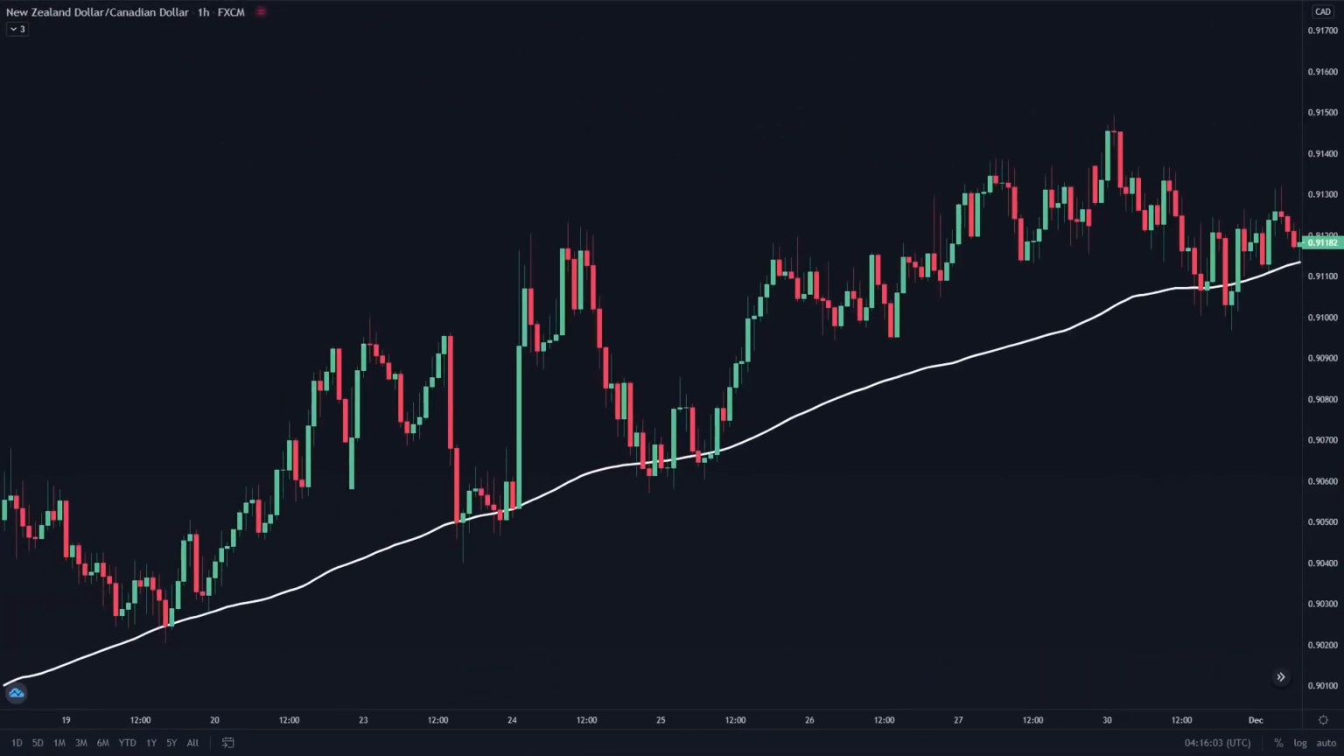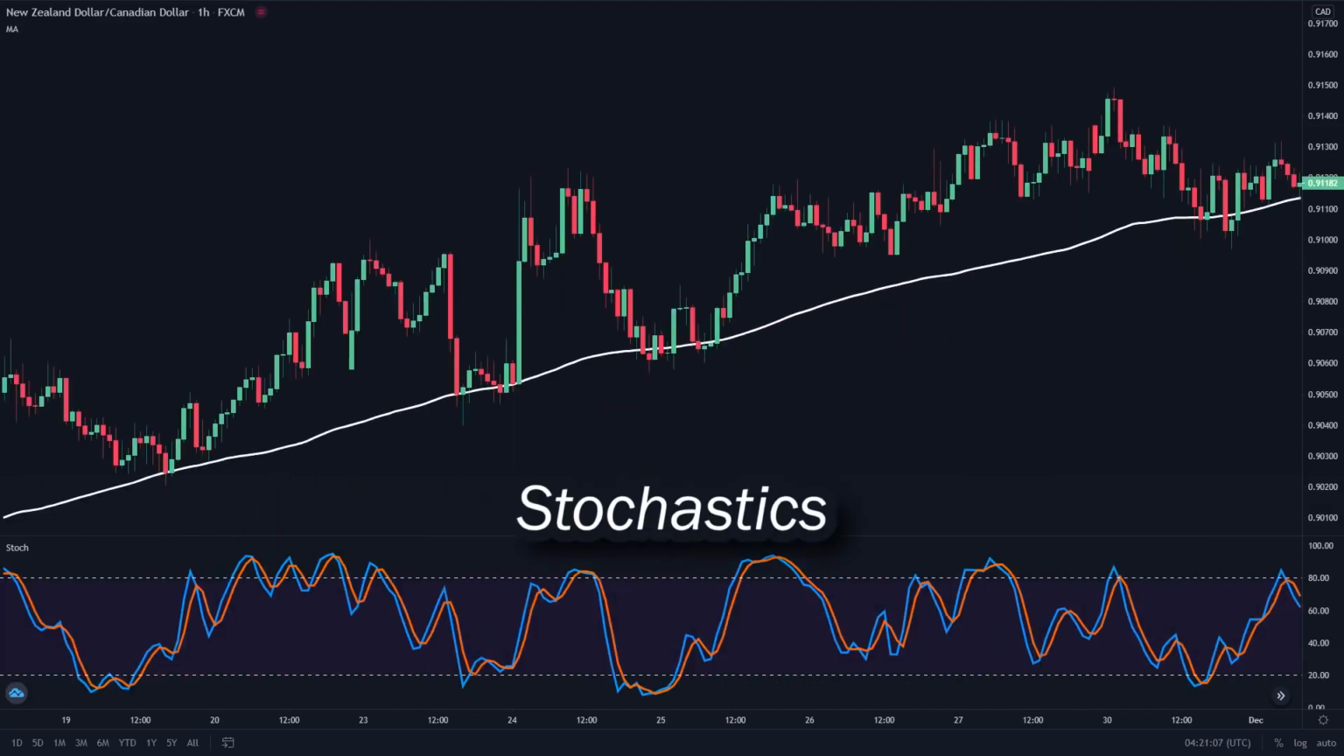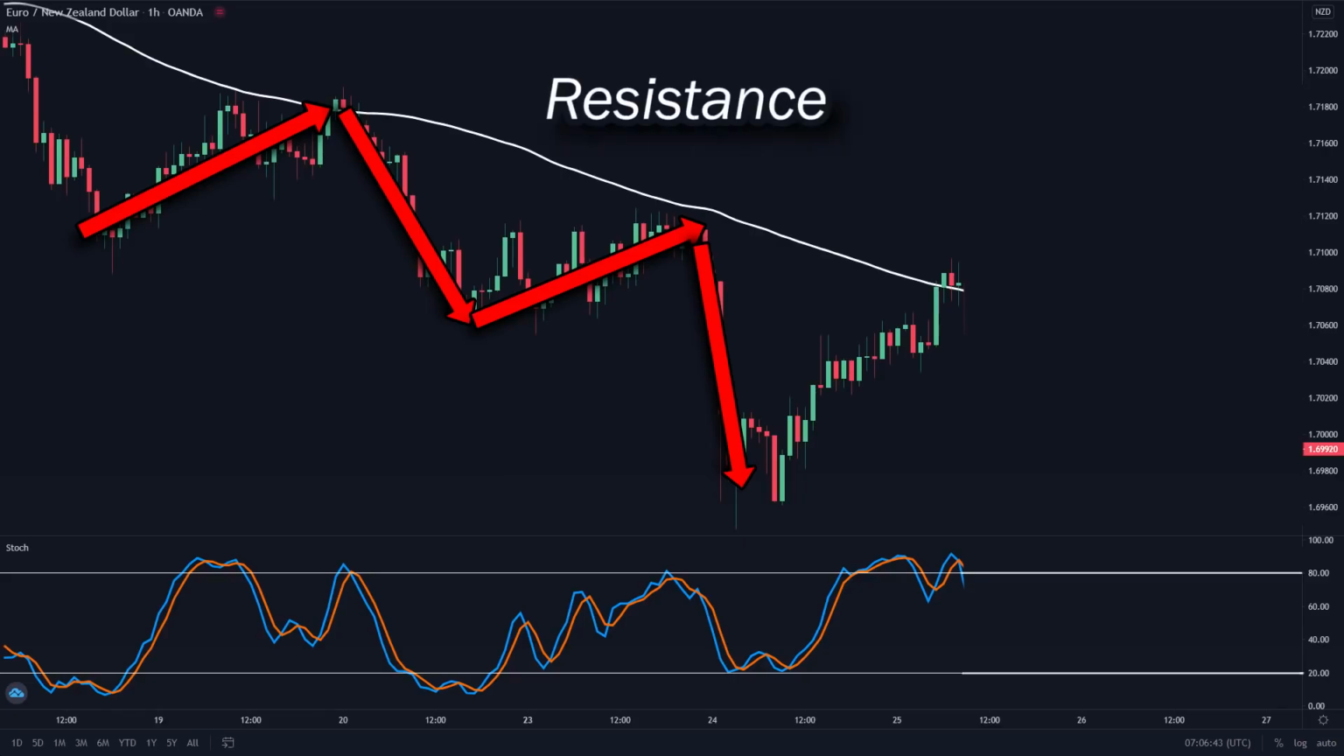Another way of using the moving average is by trading it like support and resistance. And another indicator that is perfect for this strategy is the stochastics. So here's an example of how the strategy works. In this chart, we can see that the price went up to this level, hit and reversed downwards. This happened multiple times, which further confirms that the moving average is acting as a resistance.